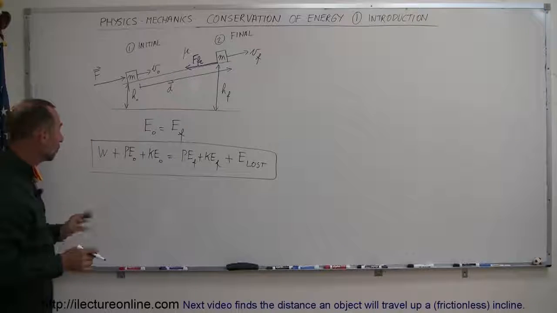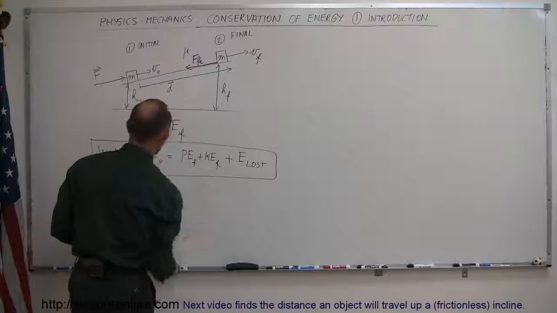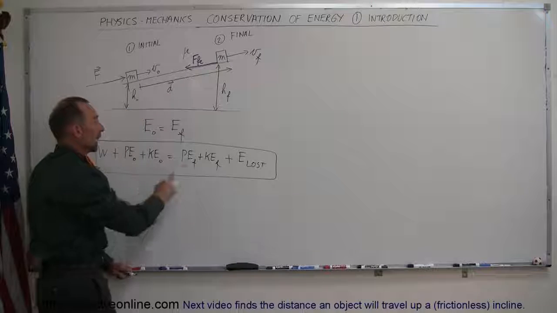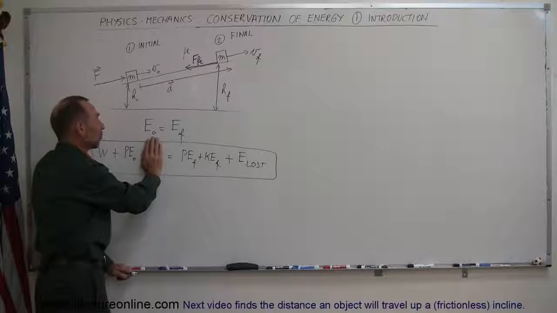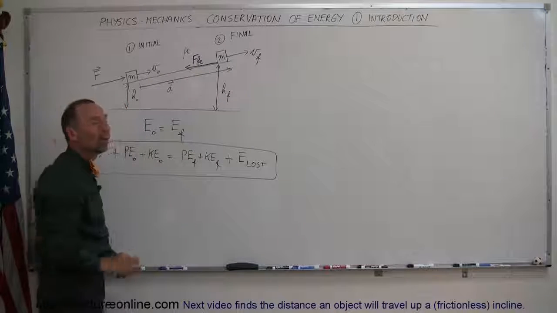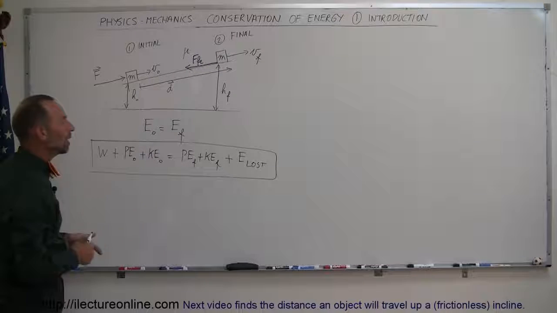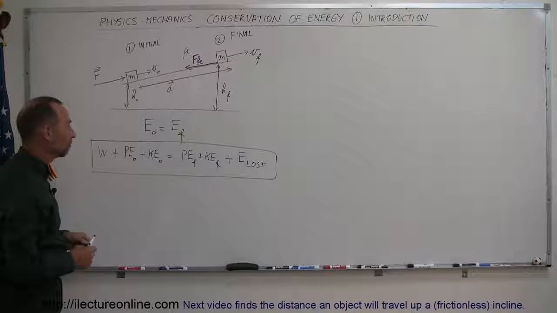Now it turns out that we don't always have work put into the system. We don't always have energy lost. We may have zero potential energy initially if it starts off on the ground, or it may have zero potential energy when it ends on the ground, or maybe when it starts out it's not moving, or when it's finished it's not moving. So you can see that all those terms are available in the initial equation, but then when you look at the situation, you have to adapt it for things that are a little bit different.